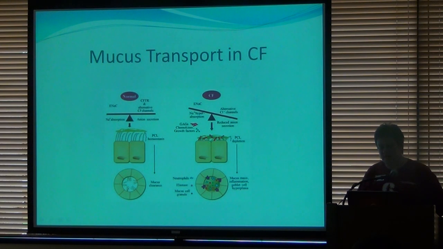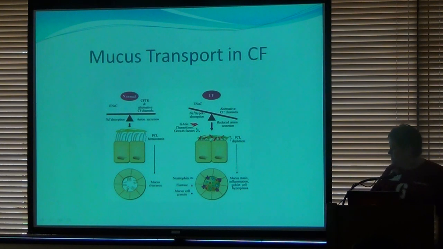But when you have a CF airway, and this is kind of more like a cross section, instead of being nice and clear in there, you have all sorts of stuff like cell debris, mucus, bacteria, and other things that really don't belong there. And as if the thick mucus isn't a big enough problem, now you have all these other things in there creating even more of a difficult environment to clear.